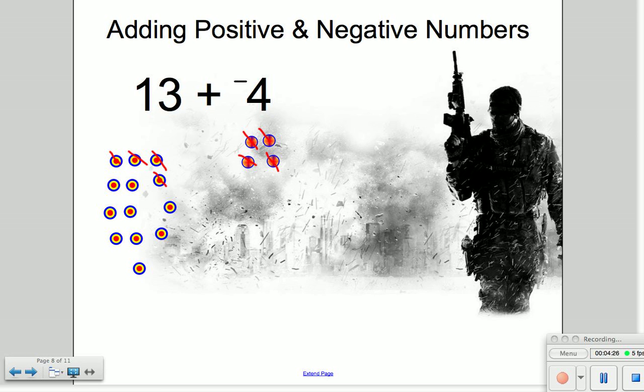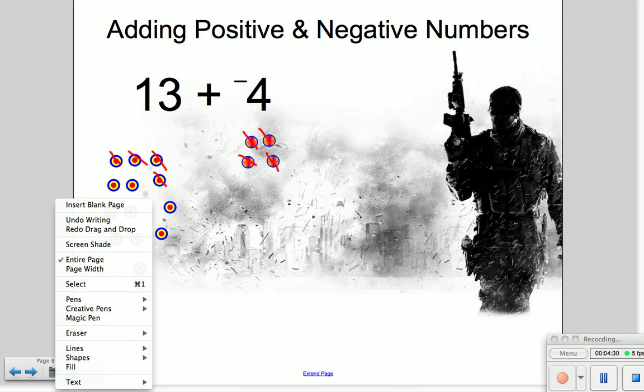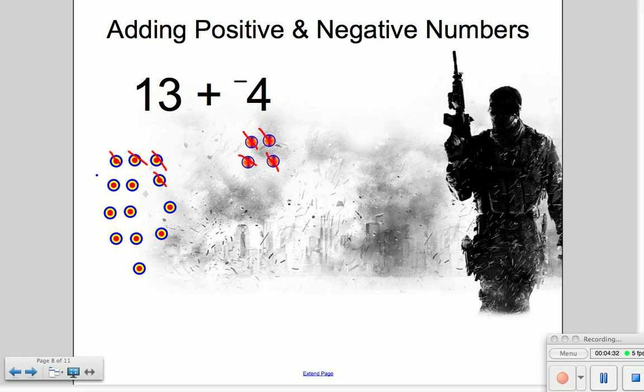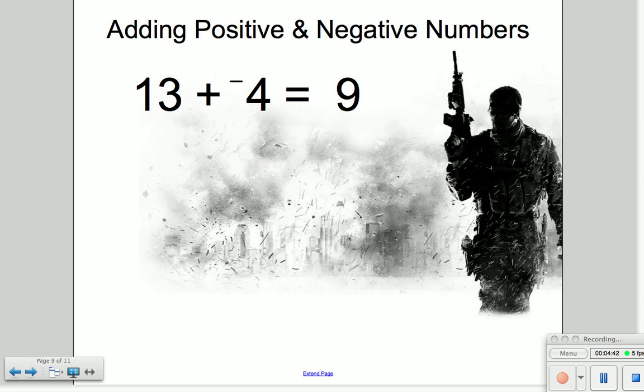This negative is completely gone, and what's left on the positive side? How many men are left? We have 1, 2, 3, 4, 5, 6, 7, 8, 9 men left on the positive side. So my answer for this is going to end up being 9 in the positive side. So positive 9. Okay. So you can visualize this.